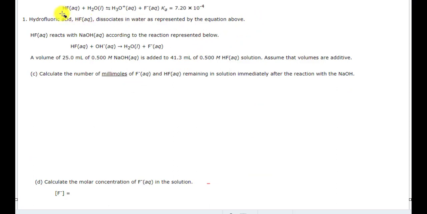Here we've got a weak acid, hydrofluoric acid, HF. It's the only halogen acid that's weak, and it reacts to make H+, H3O+, and fluoride ions, its conjugate base. It's got a Ka of 7.2 times 10 to the negative 4, like 1 times 10 to the negative 3 rounded off. So in terms of weak acids, it's up there. So let's keep going. We've got hydrofluoric acid dissociating in water, and they give us the equation. Very nice. This is the molecular equation.